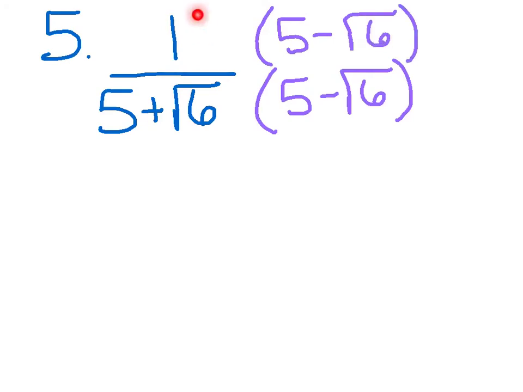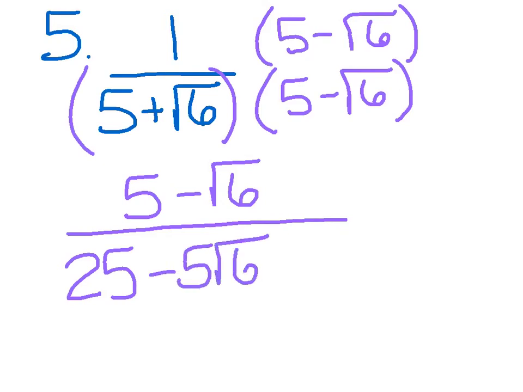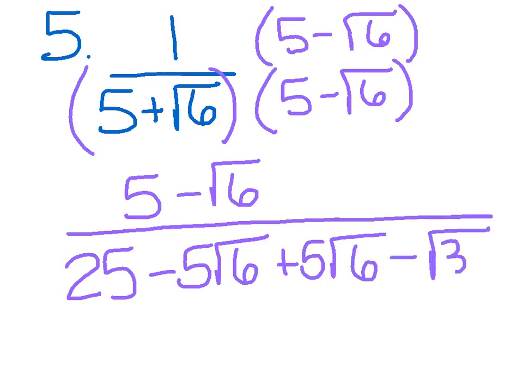I'm going to take my time. I'm going to take this 1 and distribute it through. 1 happens to be an extremely nice number, so I get 5 minus radical 6 on top. On the bottom, I've got to take my time because it's that binomial times a binomial, so FOIL. So I've got 25 minus 5 radical 6 plus 5 radical 6 minus the square root of 36.